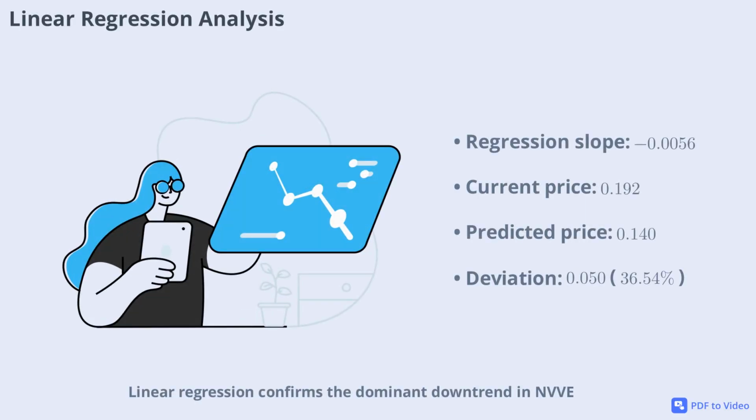Linear regression confirms the dominant downtrend in NVVE. The slope is negative and the predicted price is 0.14, which is below the current price of 0.192. This deviation suggests that while the overall trend remains bearish, there may be short-term stabilization or even a corrective rally. The R-squared value of 0.703 indicates a strong correlation to the downtrend, while the price's position above the regression line hints at potential for a short-term bounce.